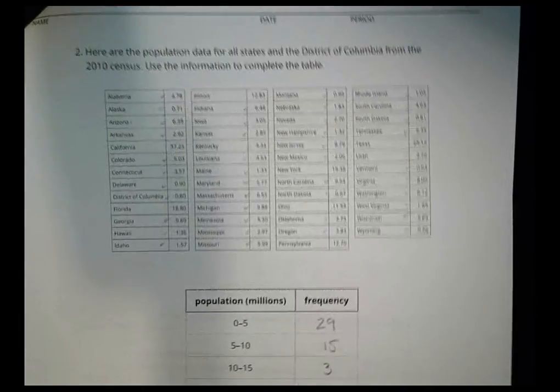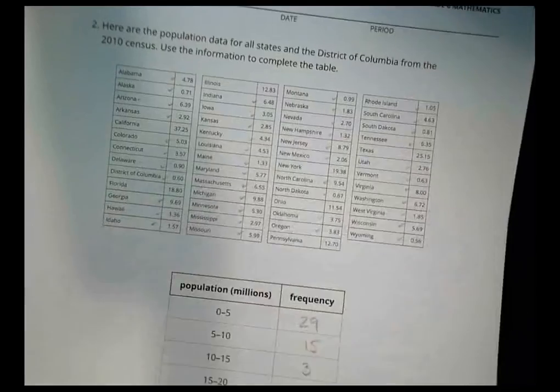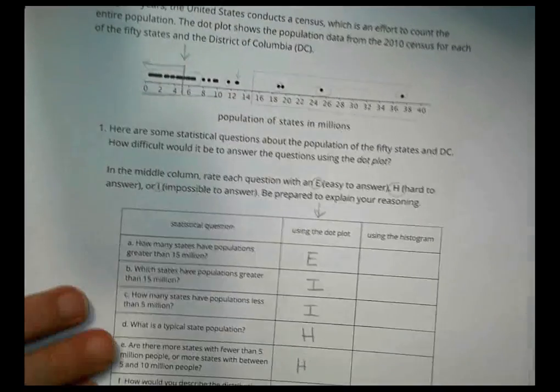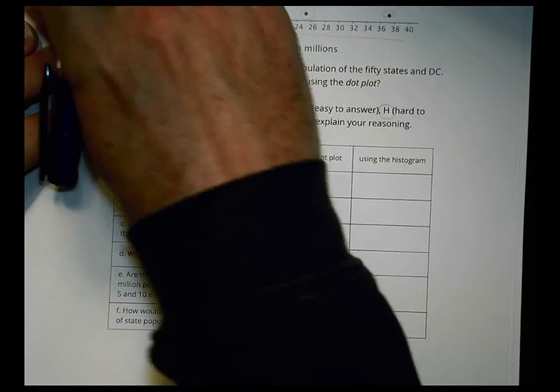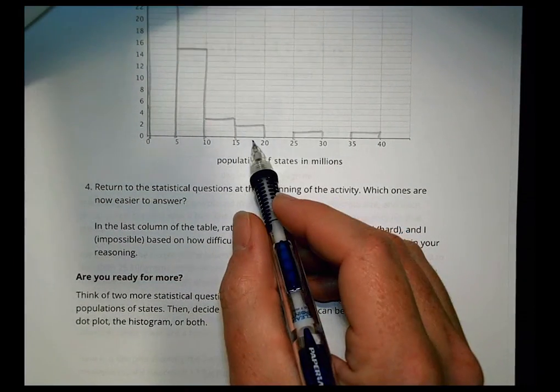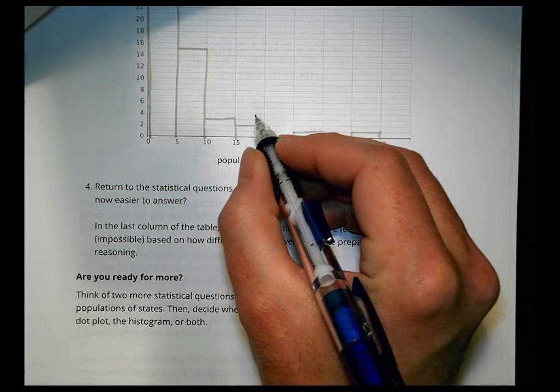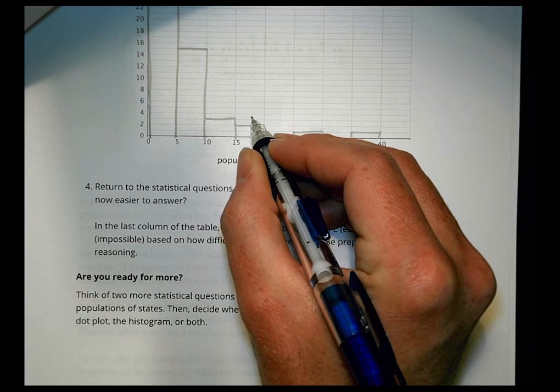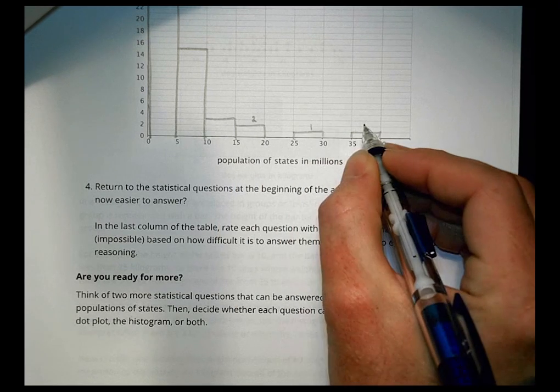Right. And there we go. Now we have our bar graph, our histogram. So now the question is, can we use that histogram to go back and answer the same questions that we had over here? For how many states have populations greater than 15 million? Well, we can look and count and go, okay, we have 2, 1, 1. Yep, we can count that up, right? Easy to do.